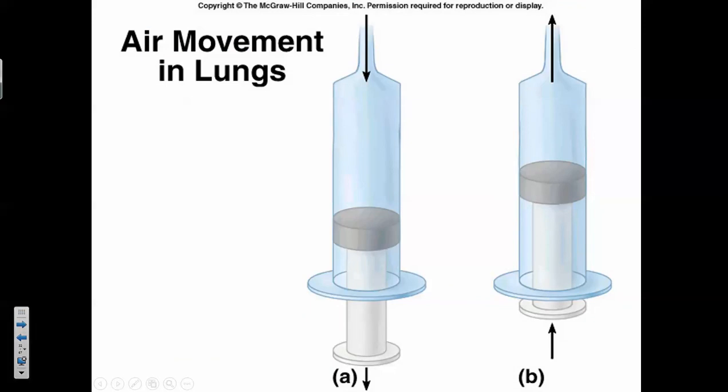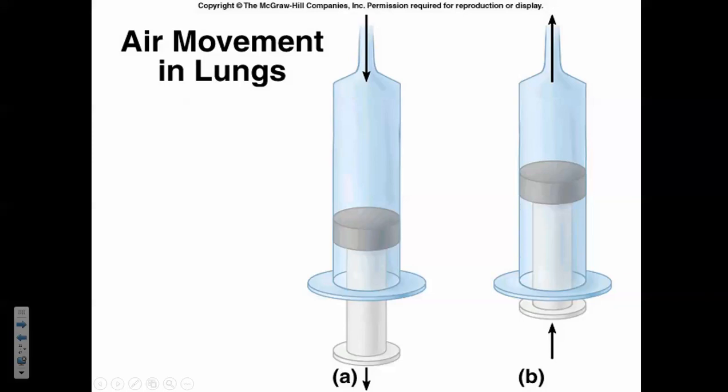All right, and then this is showing, just like if you took this syringe, when you increase the space inside the syringe by pulling the plunger out, or in this case down, that's the reason air moves in, because you're dropping the pressure. You've increased the space, which drops the pressure, so atmospheric pressure moves in, okay? And then vice versa when you push on the plunger.